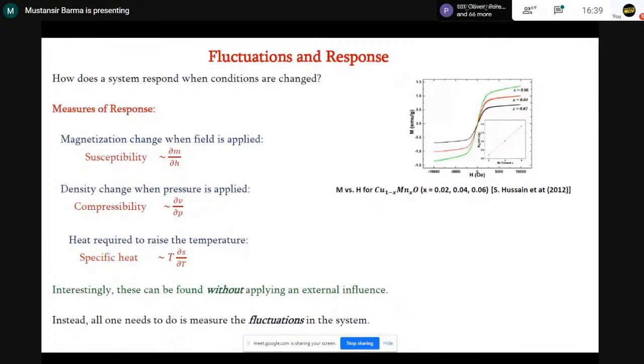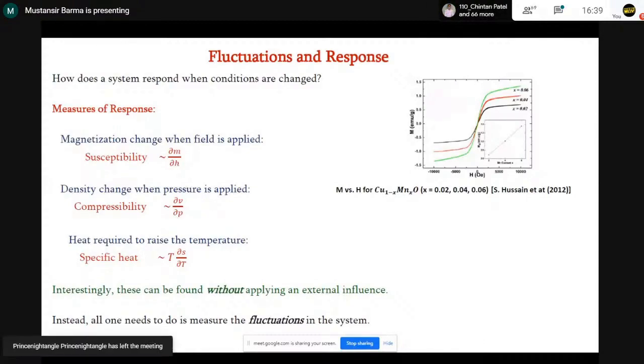Now, good. Now, I want you to do a thought experiment, right? I have a fluid and I ask you to measure the compressibility. What would you do? Well, you might run to the lab, change the pressure a little bit, measure the volume. That's one way to measure the response.